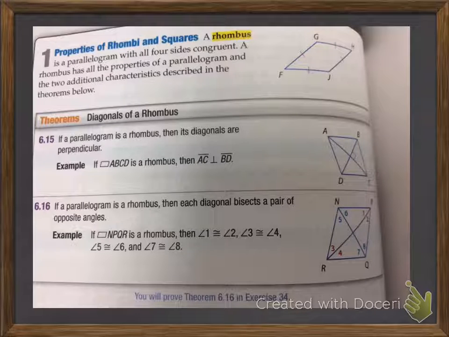section. You have two theorems related to the diagonals of a rhombus. If it's a parallelogram and it's a rhombus, then its diagonals are going to be perpendicular. And if it's a parallelogram that's a rhombus, then each diagonal bisects a pair of opposite angles.